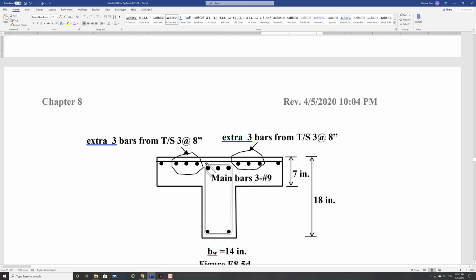So definitely, I mean, that 1.5 is kind of tricky to put there, right? And so you need a little bit more space. So these are simply extra 3 bars that you will bring from your temperature and shrinkage steel, right, to cover that 1/10 of your L sub n.